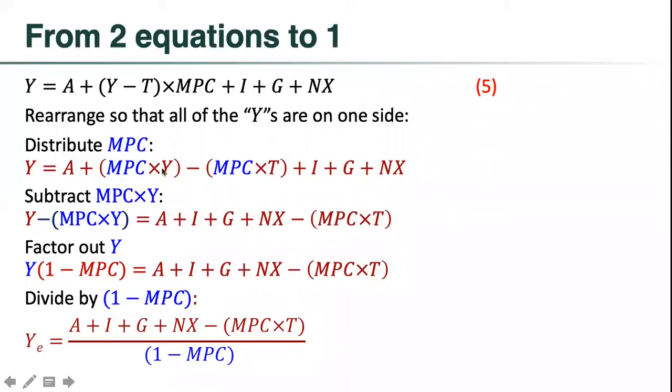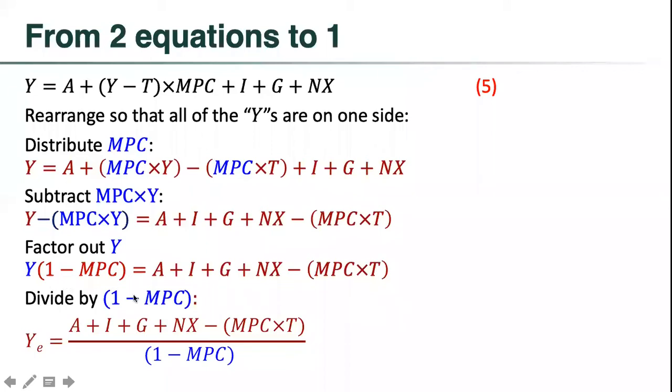We are going to subtract this new MPC times y term from both sides. That means we've got all of our y's here on the left side. Again, remember, I'm solving for y. I haven't done anything over here on the right side, except I still have this MPC times t term that came from the distribution. All of these things I've left alone: this A, this I, this G, this NX, nothing's happened to them. Now I'm going to factor back out the y, and I'm going to end up with y times 1 minus MPC. I didn't do anything to the right side at all.